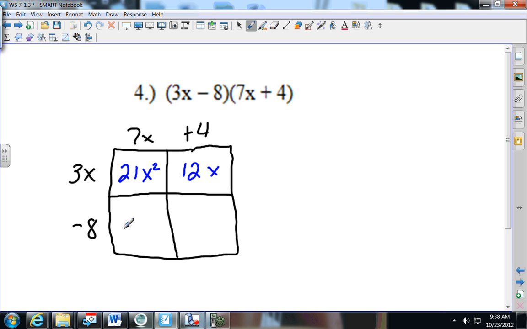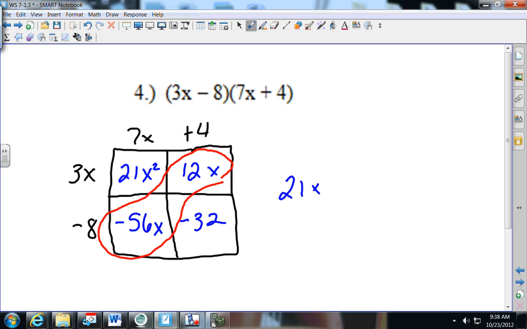Negative 8 times 7, negative 56x. Negative 8 times 4, negative 32. Put your x's together. Your answer becomes 21x squared minus 44x minus 32.